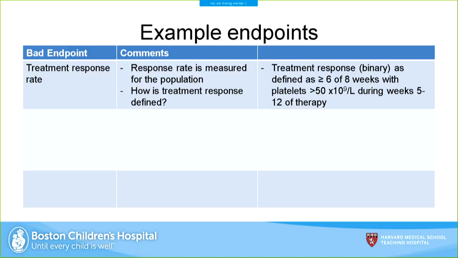So treatment response, it's a binary endpoint, defined as greater than or equal to 6 out of 8 weeks with platelet counts greater than this threshold during weeks 5 to 12 of therapy. So it's very clear, if you achieve this, you're a responder to the treatment, and if you fail this definition, you're not a responder. So this is something that you want to be very careful when you define it. Because the worst thing that would happen is you've collected a lot of data, and when you get to analyze it, you can't exactly determine who is responding or not. And you don't want to be changing the definition as you go when you do the analysis.